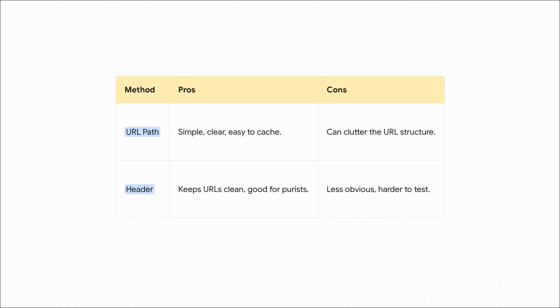Putting the version in the URL path, it's simple, it's clear, anyone can see it. But yeah, it can make your URLs look a little messy. Using a header instead keeps things really clean, which a lot of developers love, but it's not as obvious, and it can be a bit of a pain to test right from your web browser. An architect has to really think about these things to pick the right path forward.